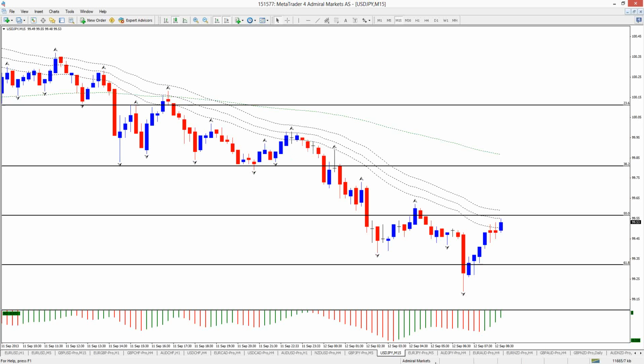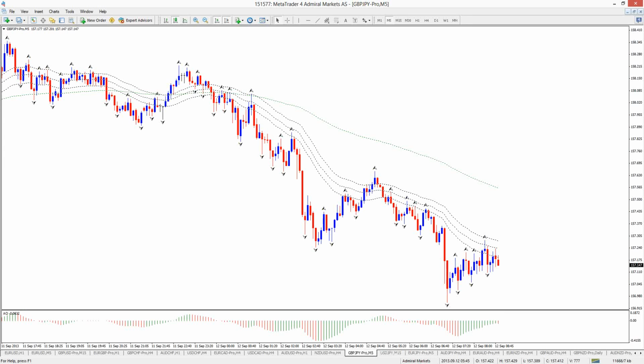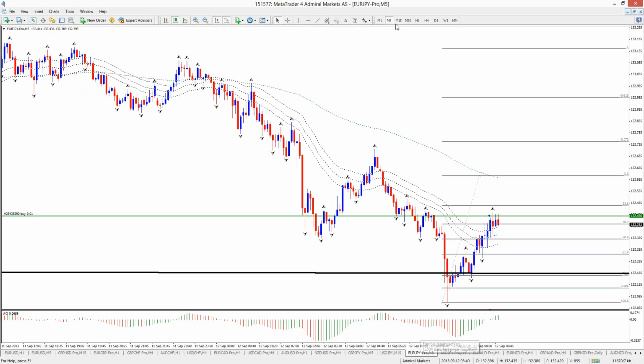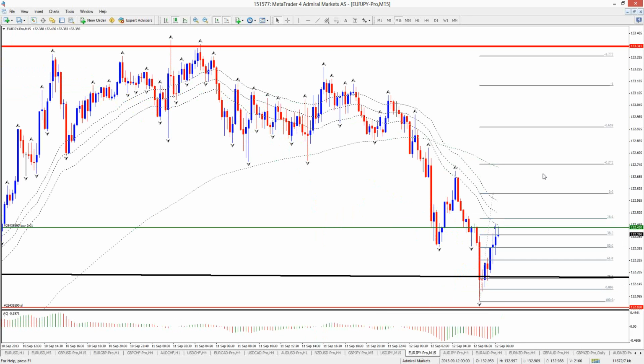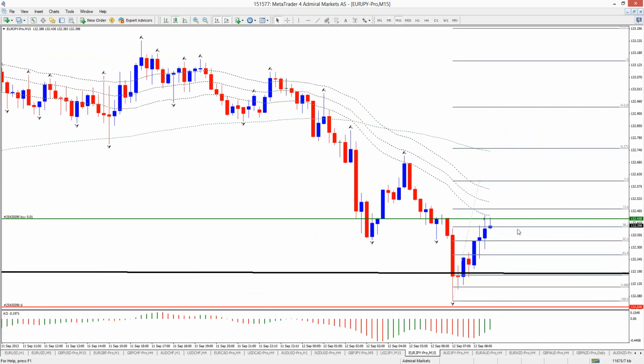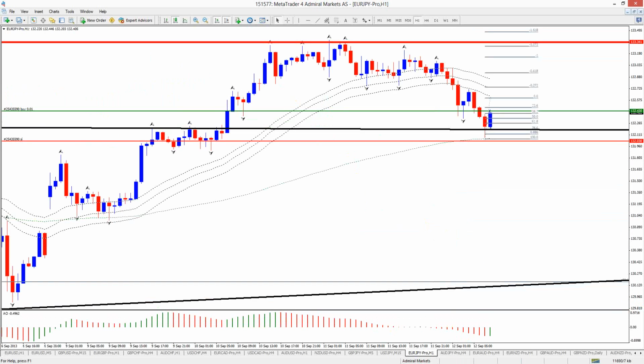Dollar yen is fighting against the band right now. Pound yen is going nowhere. Euro yen might see a bit of a problem here. Let's see. I'll give it 7 more minutes. If we don't get any follow through, then probably we'll see a bit of retracement first before we continue up.